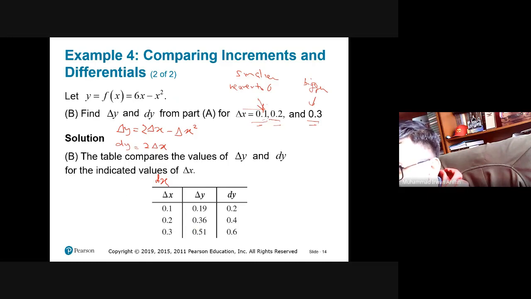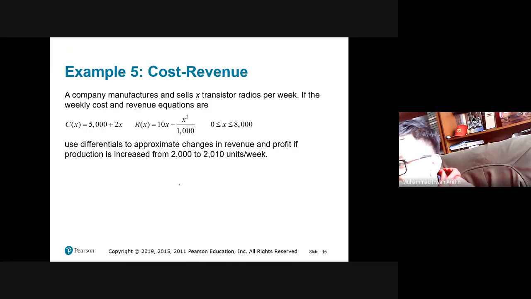Now, if you look into this table and compare these two columns, as we make the change in x smaller, dy becomes a better approximation for the actual change in y. As delta x becomes smaller, the differential becomes a good approximation of delta y. So this is this example.